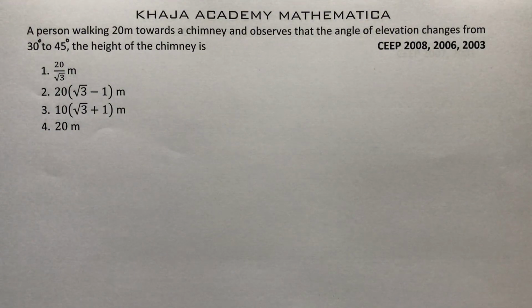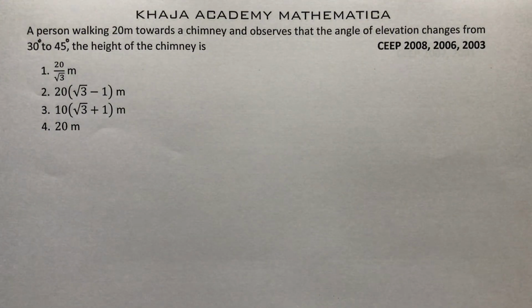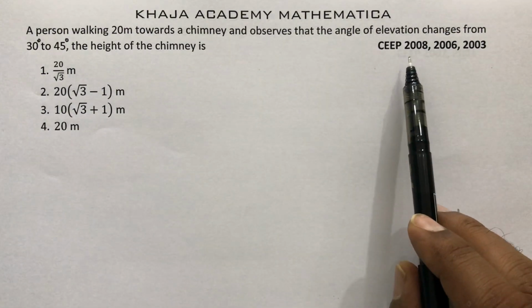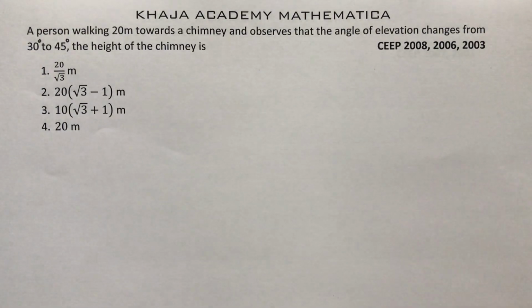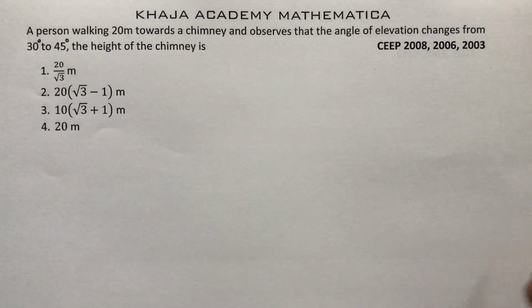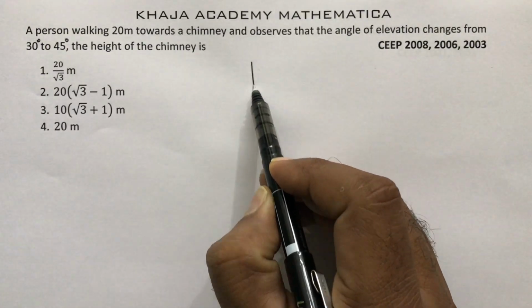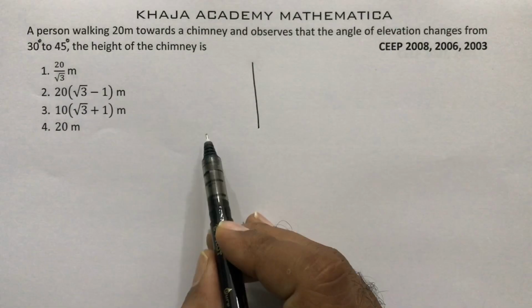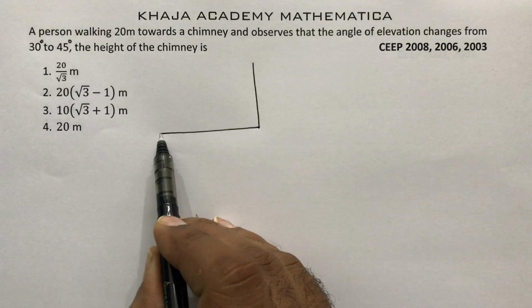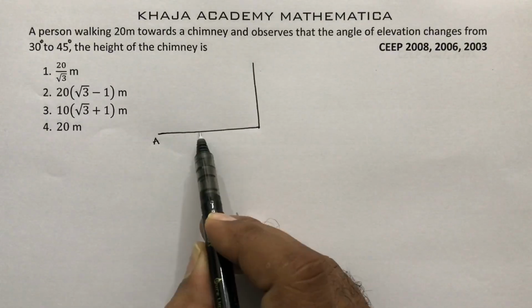Important question from applications of trigonometry for Polytechnic and Polycet. This question was asked in 2008, 2006 and 2003. See, a person is walking 20 meters towards a chimney. So if I take the chimney here, a person is walking 20 meters towards the chimney.